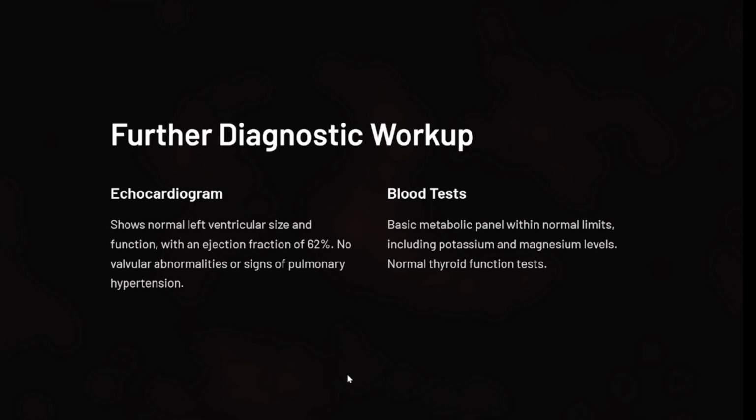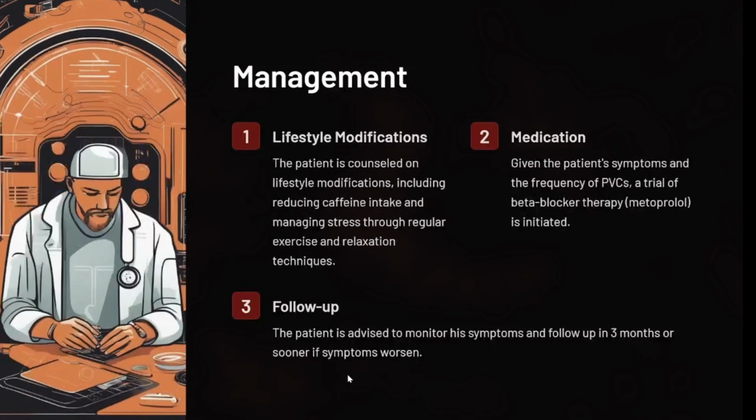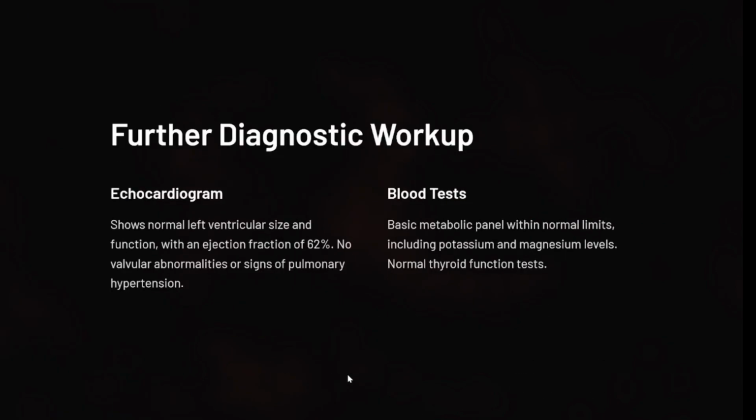Echocardiogram shows normal left ventricular size and function, with an ejection fraction of 62%, no valvular abnormalities or signs of pulmonary hypertension. Blood tests: basic metabolic panel within normal limits, including potassium and magnesium levels. Normal thyroid function tests.